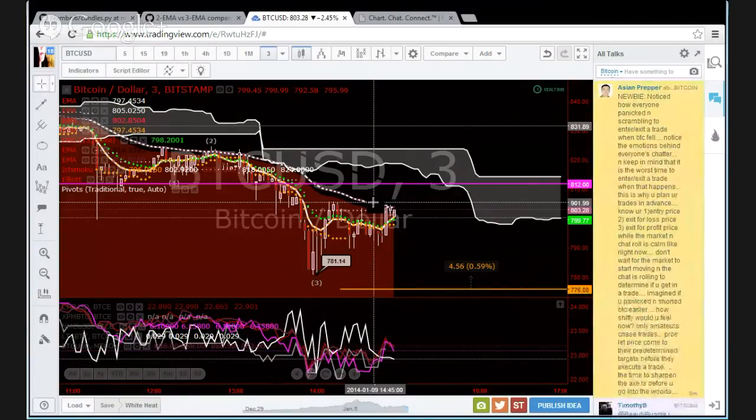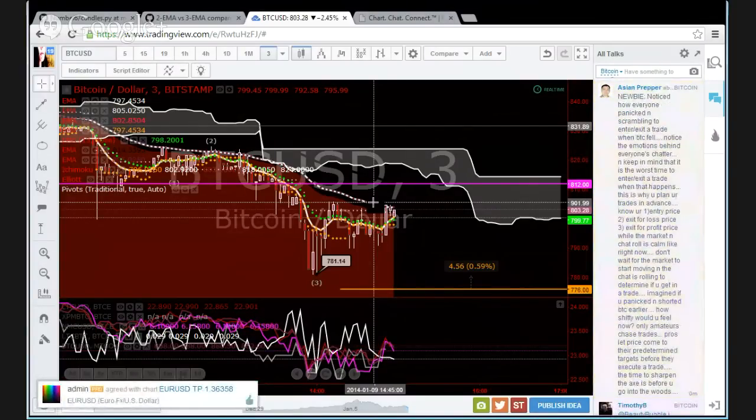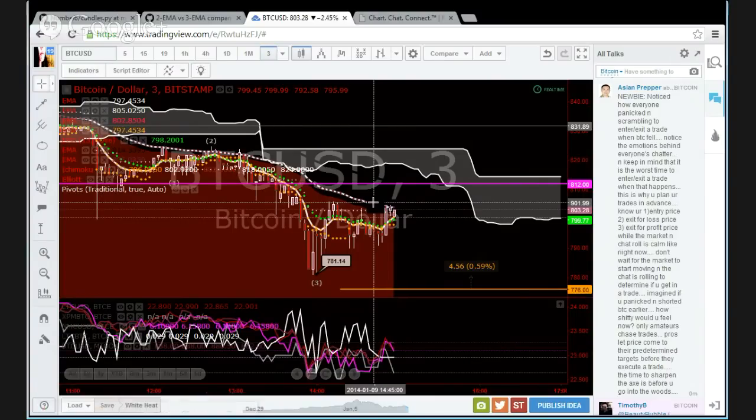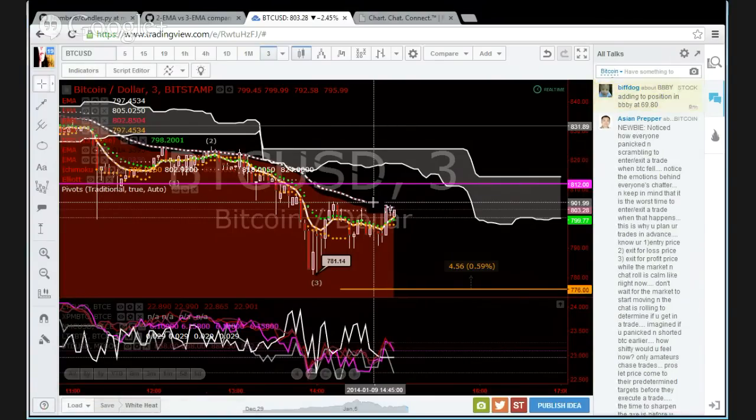Moving on to the Bitstamp. The Bitstamp, your pivot is 812. Your resistance 1 is 859. Your resistance 2, 896. Support 1, 776. And support 2, 728. Reading the Bitstamp again. Pivot 812. Resistance 1, 859. Resistance 2, 896. Support 1, 776. And support 2, 728. And you'll only get those numbers here at Coin Chat or Chart Chat live on YouTube.